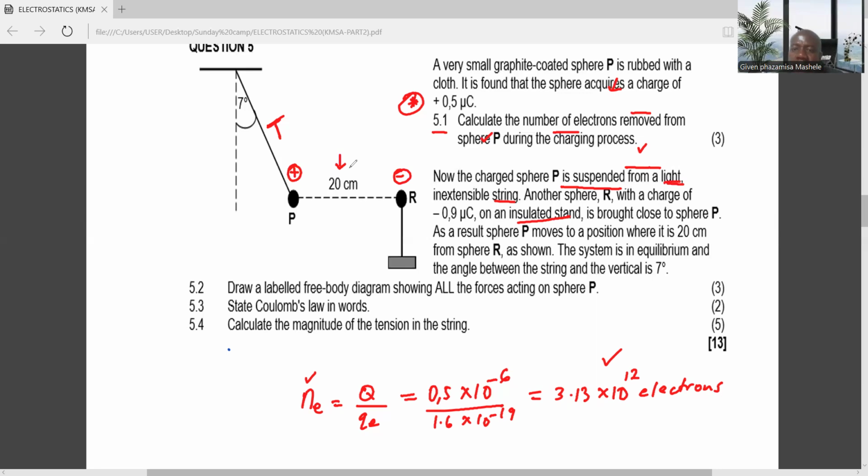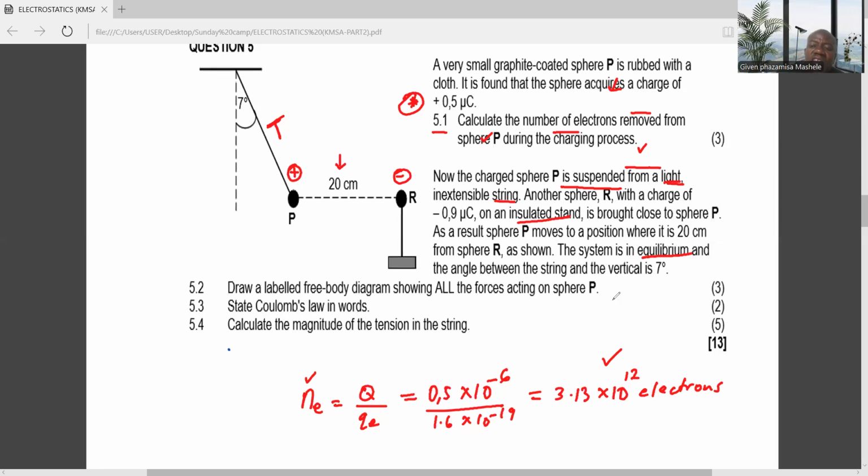Now, as shown in the diagram, they said the system is in equilibrium. The system is in equilibrium. It means this is now taking us through the issue of an equilibrium system in terms of resultant of forces.